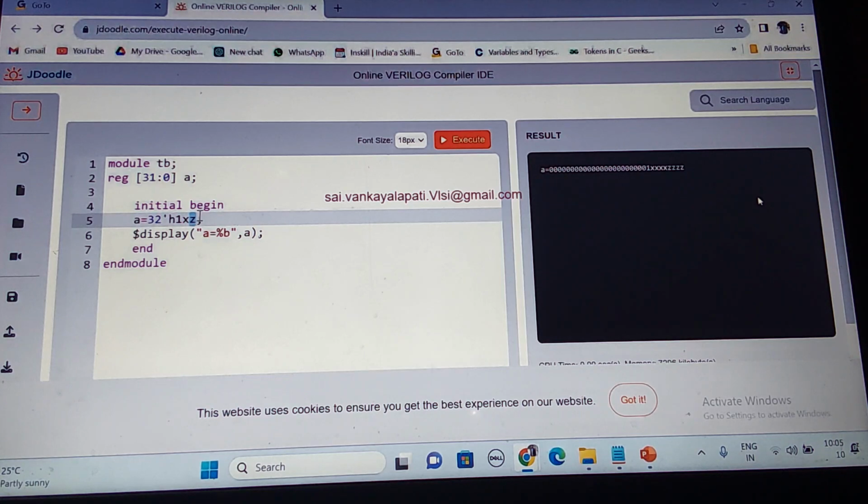See, Z in hexadecimal is Z, Z, Z, Z in binary. X is X, X, X, X. 1 is 0, 0, 0, 1 in binary. All remaining bits are what? These are zeros. Did you understand?